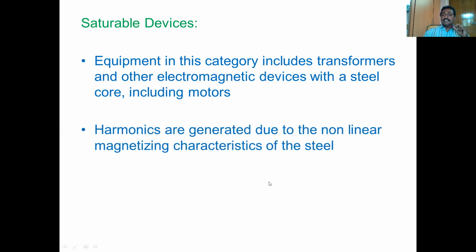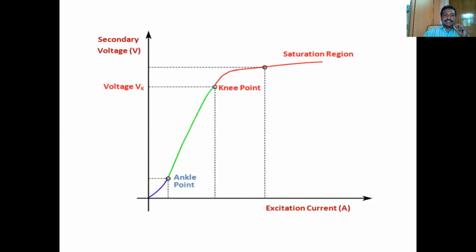So harmonics are generated due to the non-linear magnetizing characteristics of the steel. That is nothing but the hysteresis loop current. So that is called non-linear. This is the ankle point. This is the knee point. Up to this, okay. More than this is the saturation region.